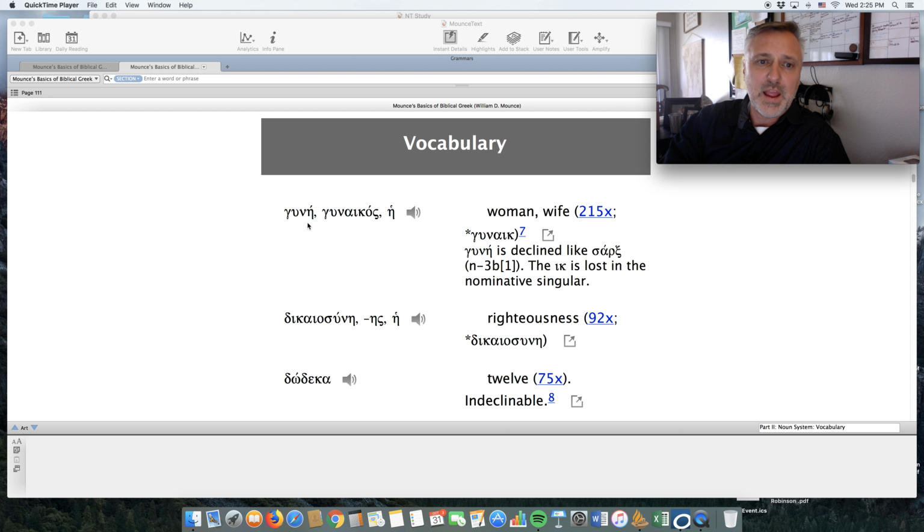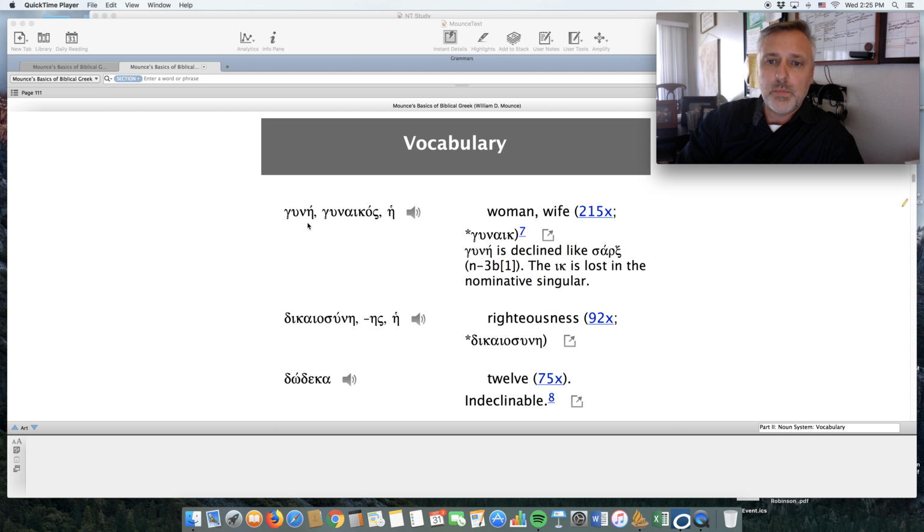Here we go with gune. Say gune. Gune is the word for woman or wife. It is a feminine noun. One thing to note about gune is that it is a third declension noun, and the stem is gunaik. So gunaikos is the genitive singular form of gune. And you can look in the appendix to see how gune declines all the way around.